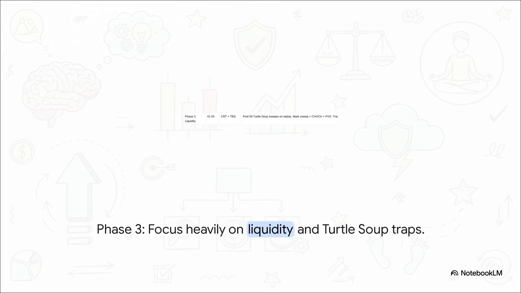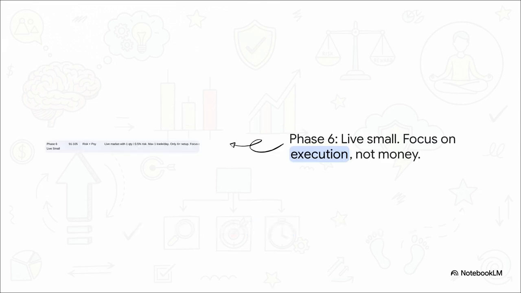Fast forward a bit. By days 41 to 55, which is phase 3, the trader shifts focus heavily onto identifying those institutional traps. The specific goal here is to find 50 turtle soup sweeps on chart replays. You're basically training your eye to see exactly how and where the institutions manipulate the retail breakout traders we discussed earlier. Get this. It isn't until day 91, that is 3 full months into the process, that you are allowed to trade live. And even then, it's with just one single quantity and a tiny 0.5% risk.